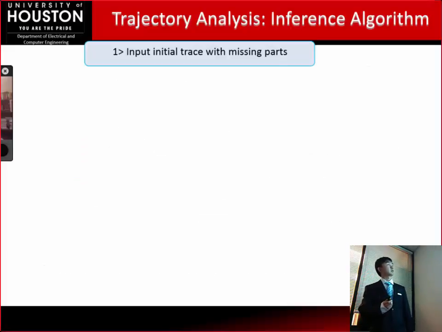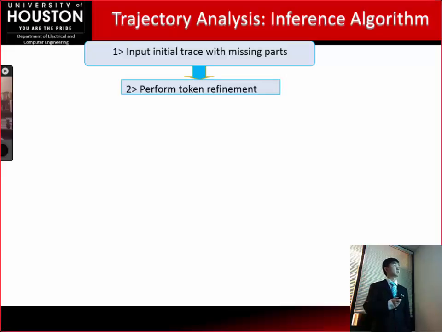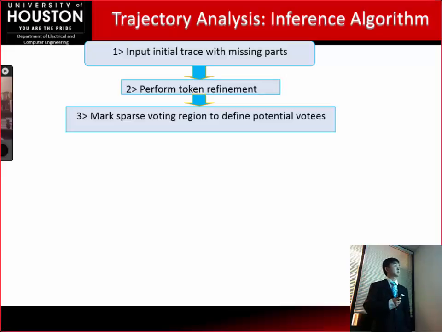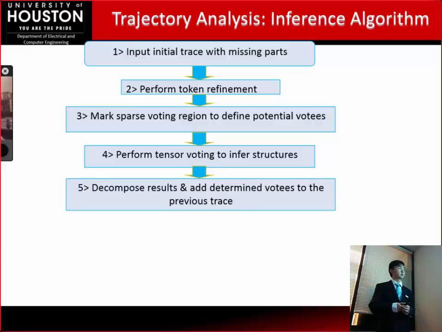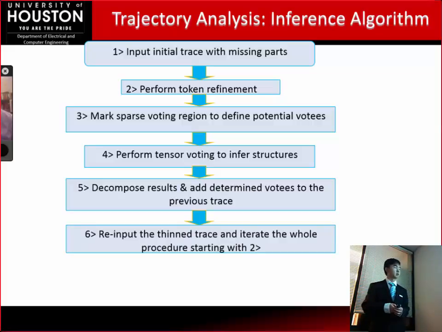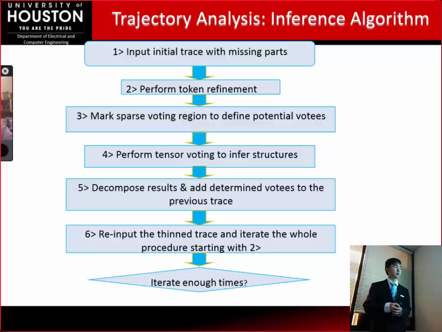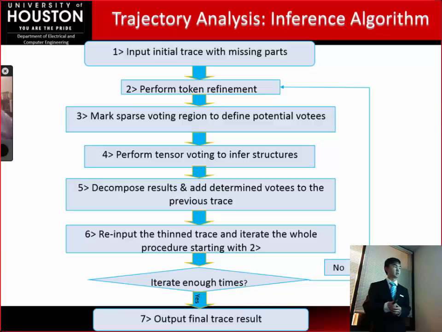So the inference algorithm for the missing trajectories is summarized as this. First we input the initial trace with missing parts, and then we perform the token refinement, and then we mark the sparse voting region to define the potential voters, and then we perform the tensor voting to infer the nearby structures. Then we decompose the result and add the determined voters to the previous trace, and then we re-input the same trace and iterate the whole procedure, starting from step two. If we iterate enough times, we exit and output the final trace result.